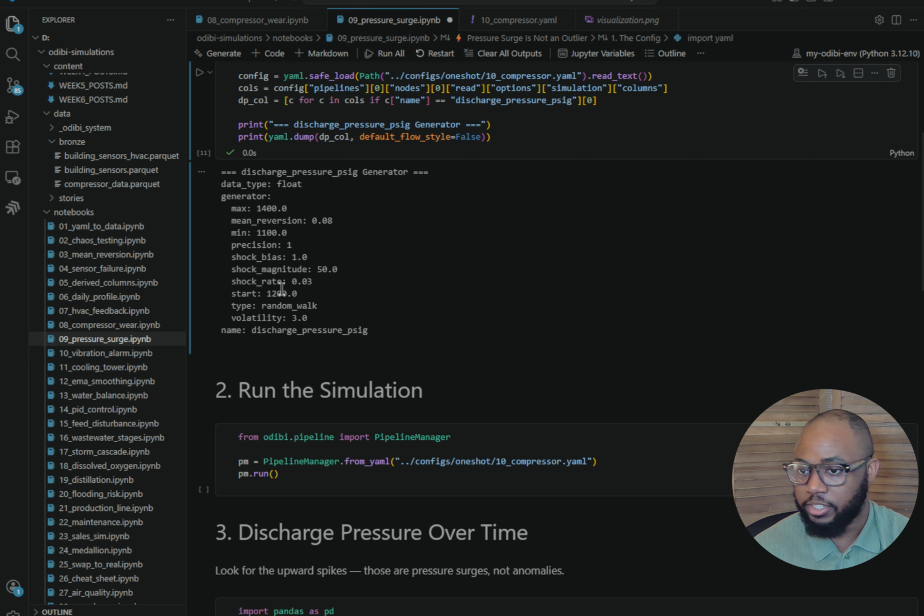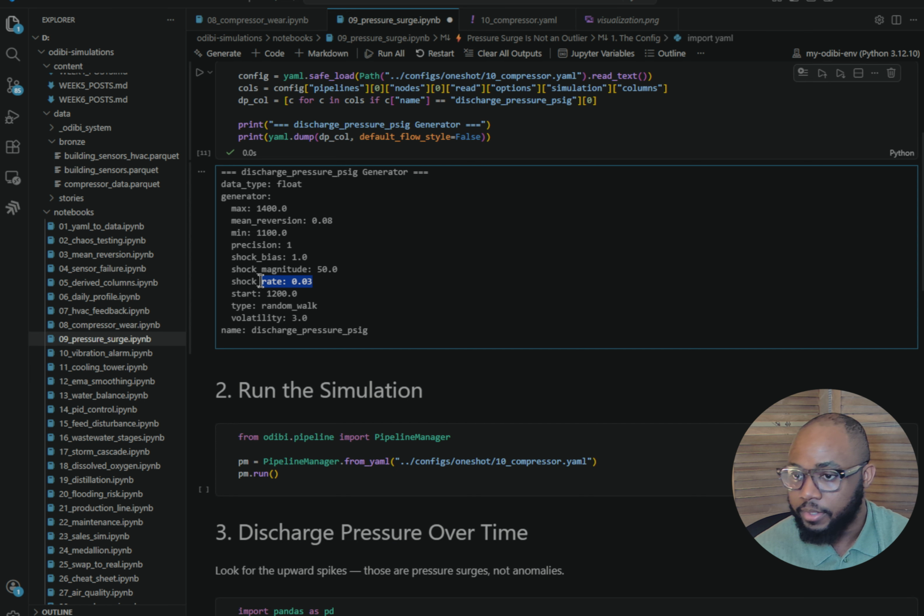First, let's look at shock rate. Here we set it to 3%, and that means that we have a 3% chance of a transient event in any given time step. So with over 288 5-minute readings per day, that's roughly 8 or 9 events. It's a bit aggressive, but you get plenty of data for your model.